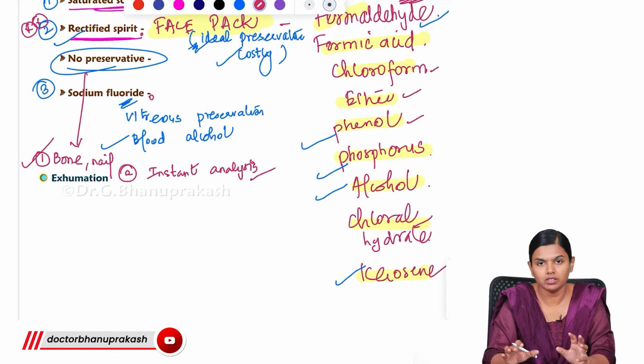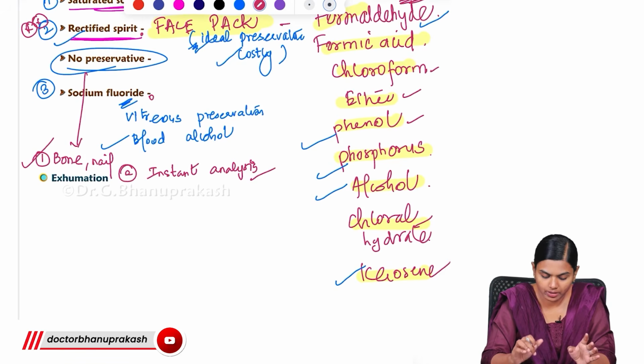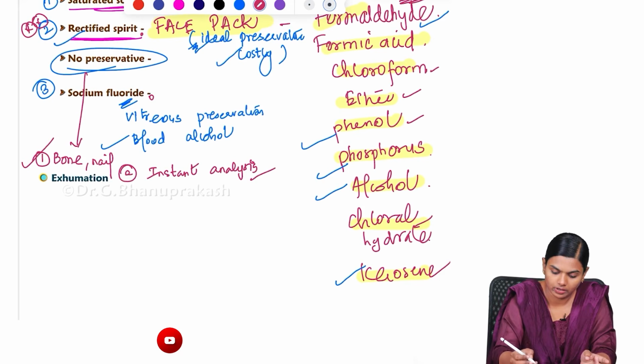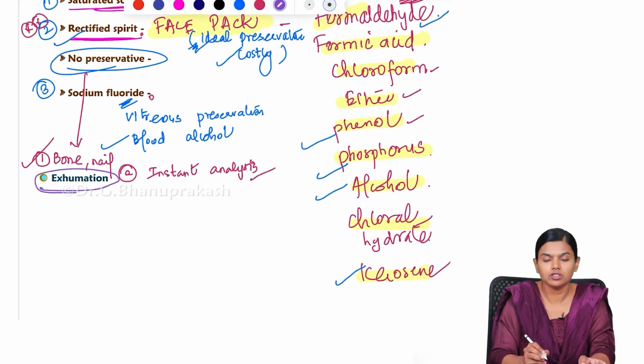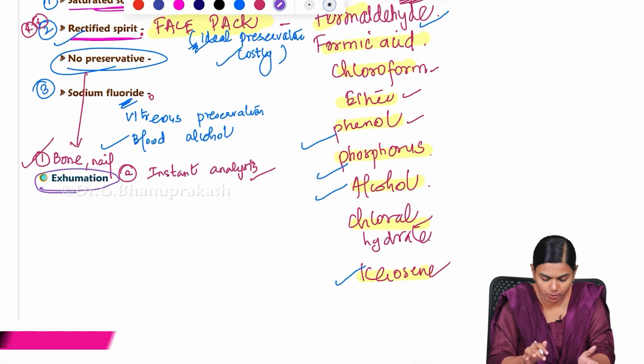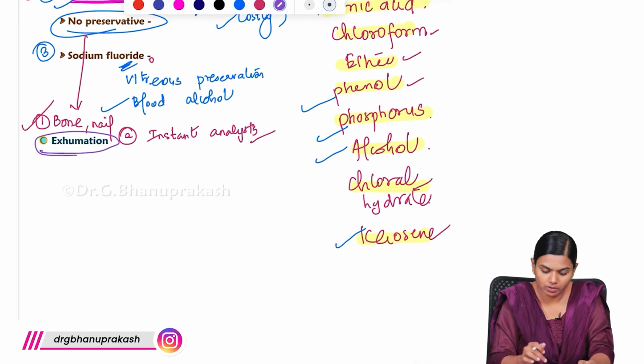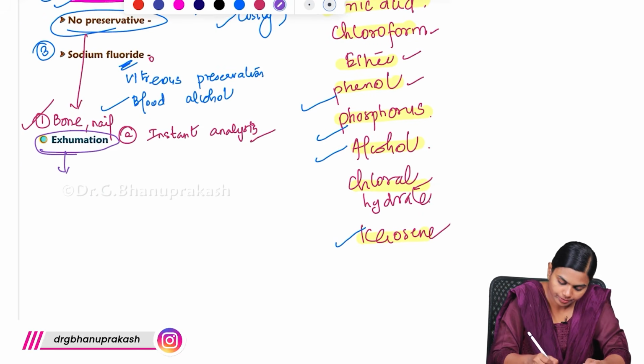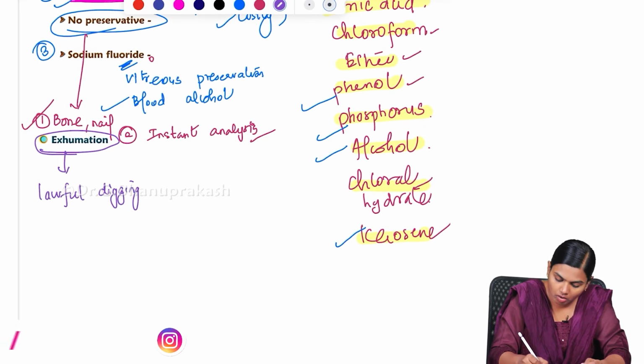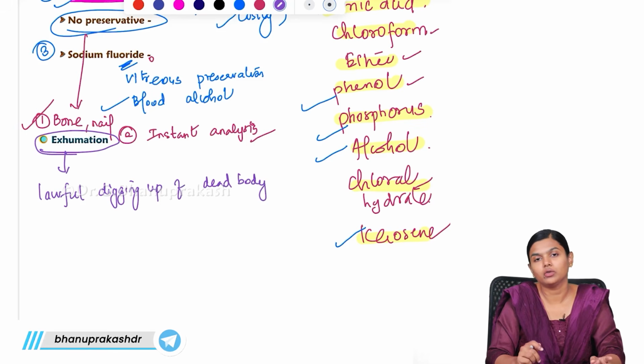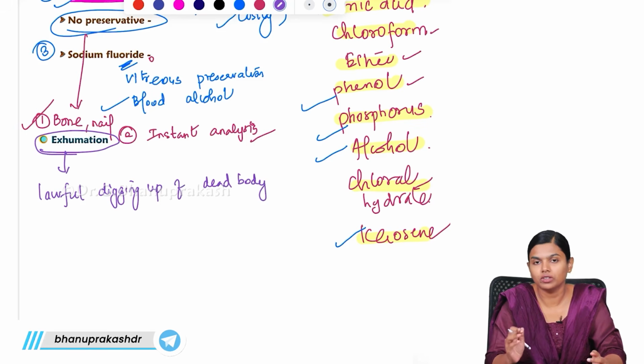So, this completes the autopsy techniques. But there is one more important thing left, that is exhumation. This is also a different type of autopsy. What exhumation means is the lawful digging up of a dead body. Once a body has been buried, you will go and dig it up and you will do the autopsy.